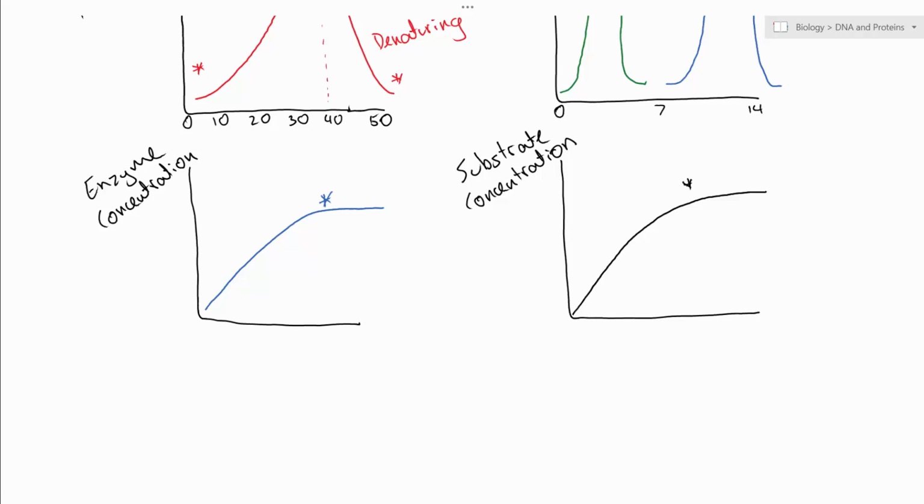The same thing can also be said for product concentration. We might see this equilibrium occurring as we're creating more and more products.